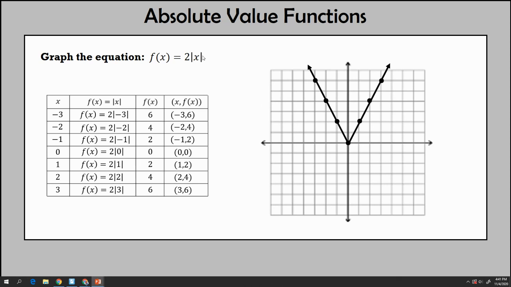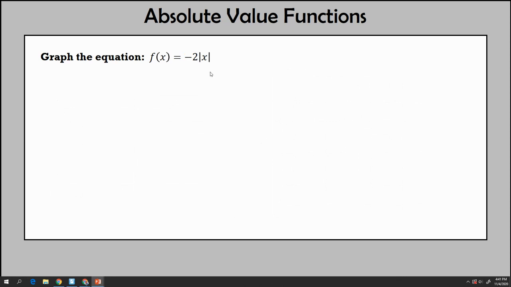Now we don't have to know that because we're going to put a table of values together and graph it. But we knew it was going to be V-shaped. And now we understand that if we multiply by a number here, it's going to make the graph skinnier. And it will get skinnier and skinnier if we multiply by numbers that are bigger than 1.